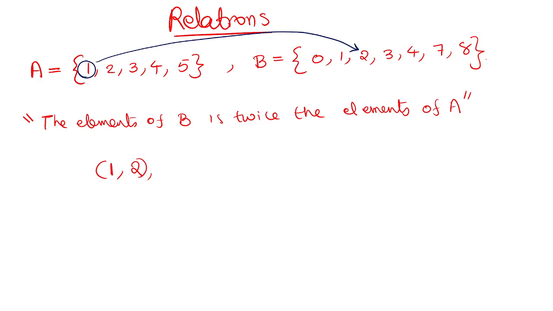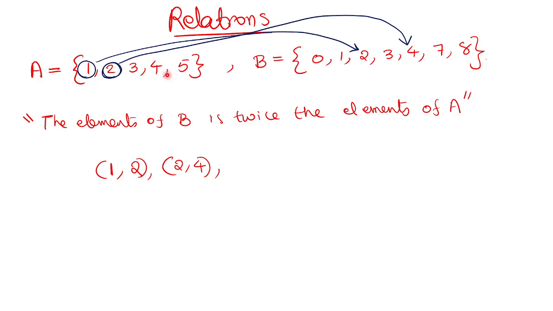Then next, 2 is related to which element? 2 times 2 is 4. So this 2 is related to 4 in B. 2 times the element of A equals the element in B. The element of B is double the element of A. So what I can say, this 2 is related to 4. We denote it by an ordered pair. In this way, I don't want to draw arrows, you can understand.